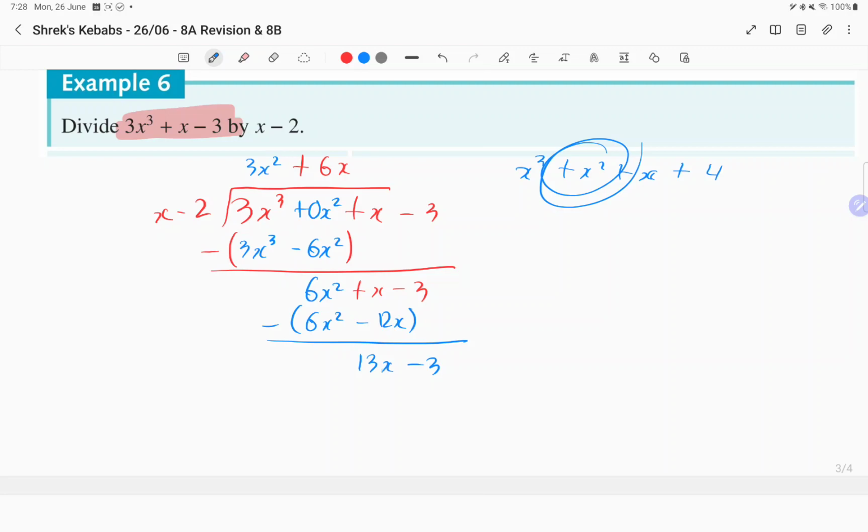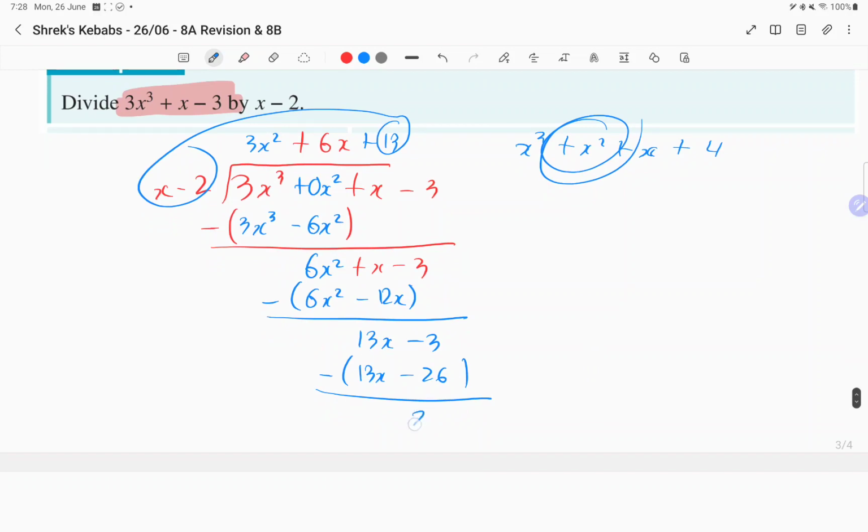Then the last term will be plus 13, and once again you multiply that with the divisor, you get 13x minus 26. Then you do the final subtraction. Again, minus 26 is plus 26, so that will be 23. So that's the remainder, 23.